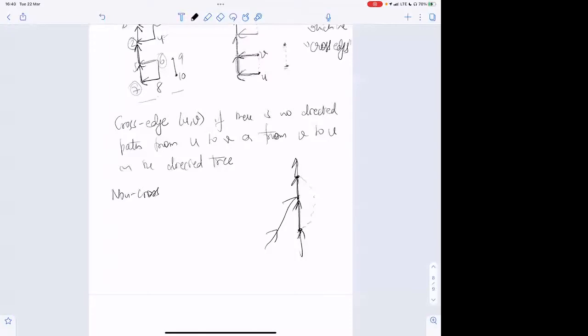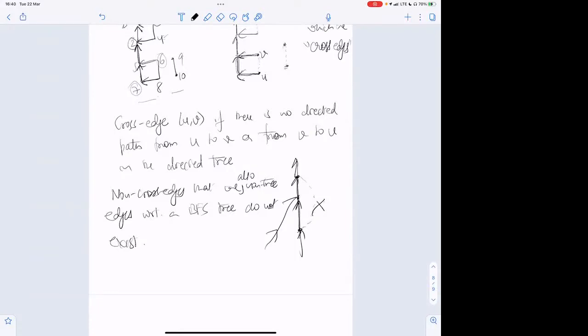Such edges, non-cross edges that are also non-tree edges with respect to a BFS tree, do not exist. Are you with me? Such edges do not exist. Can you tell me why? Can someone tell me why such edges do not exist?